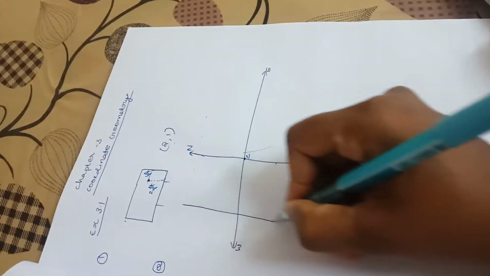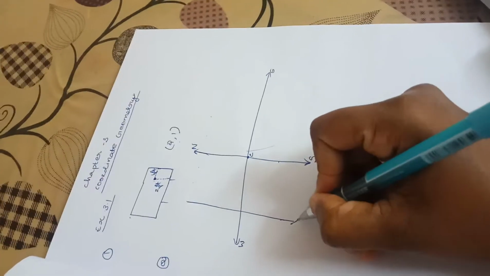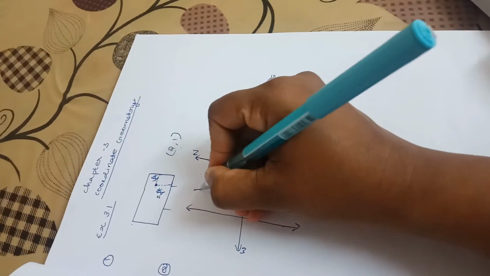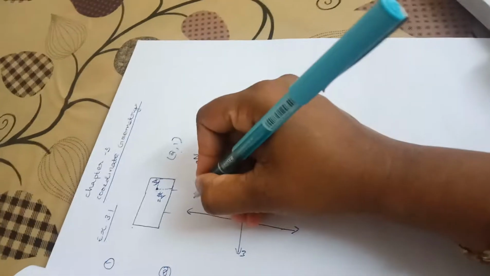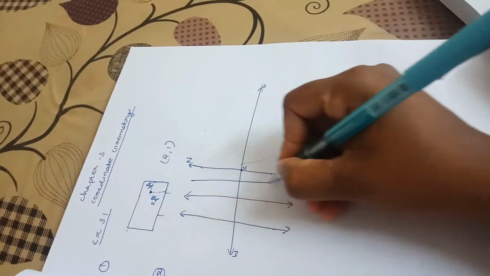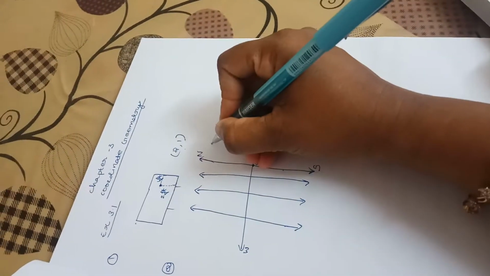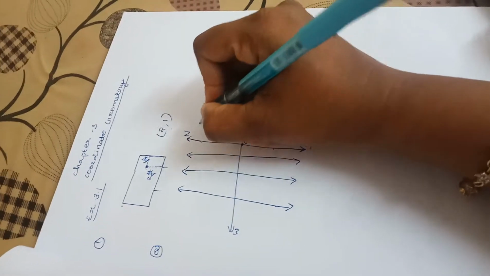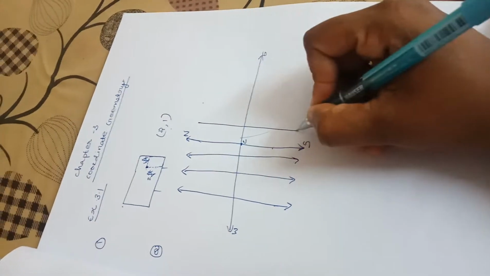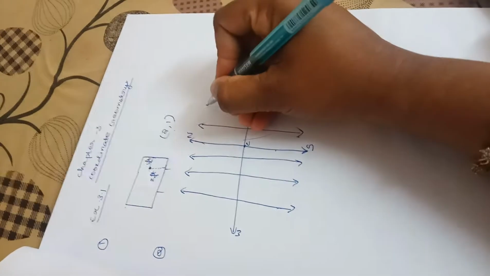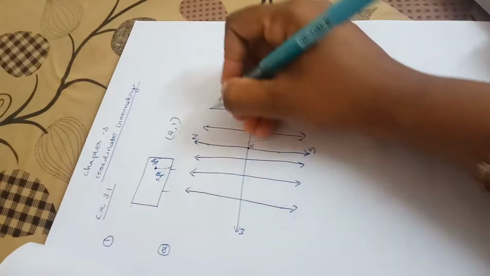You can draw it in any way. First one, next second one, next third one. This is a rough figure; you should draw it using a scale and pencil. And fourth one, fifth one.